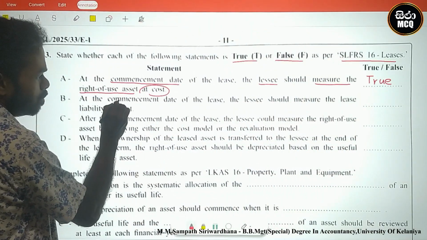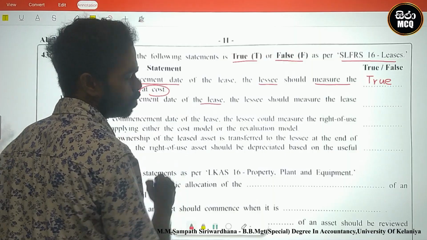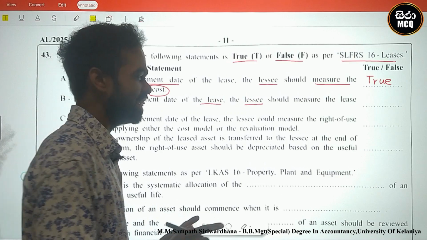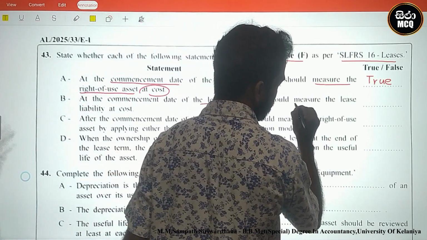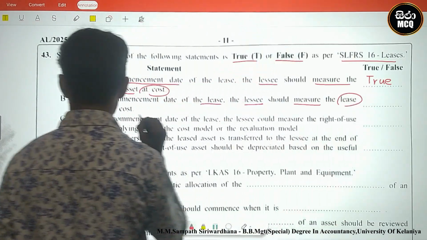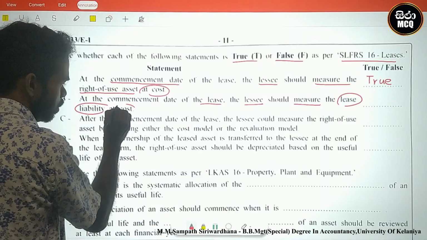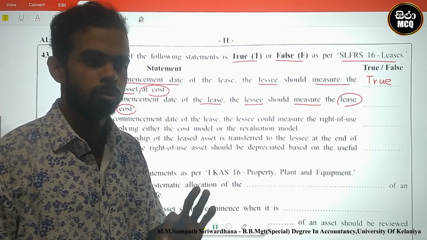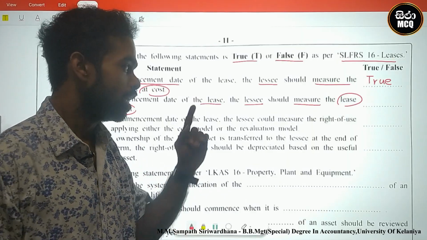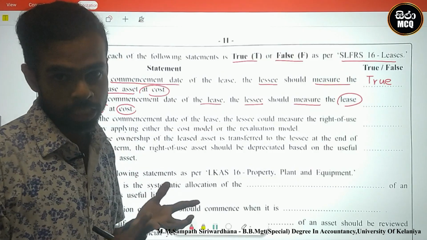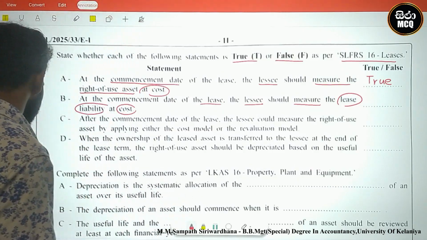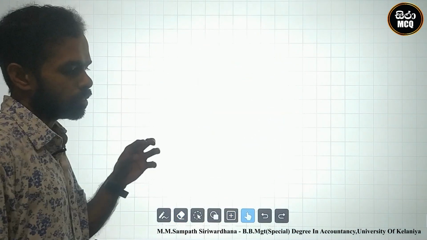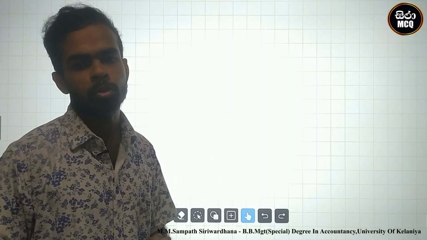B. At the commencement date of the lease, the lessee means our company. The purchasing person should measure the lease liability at cost. No, at the commencement date the asset should be measured at cost, but the liability should be at present value. Okay, present value. How can we identify the present value? Present value of future installments.